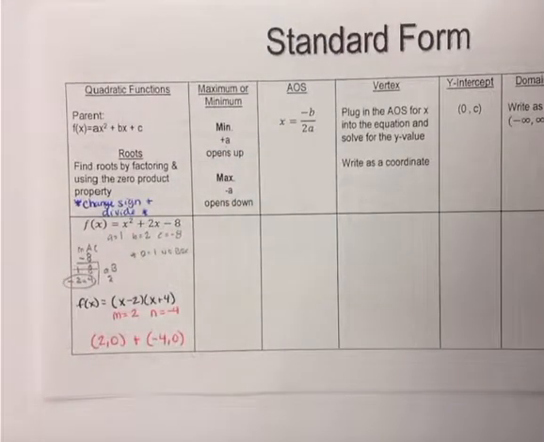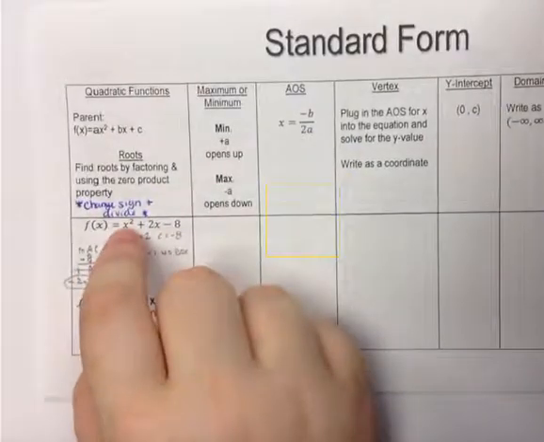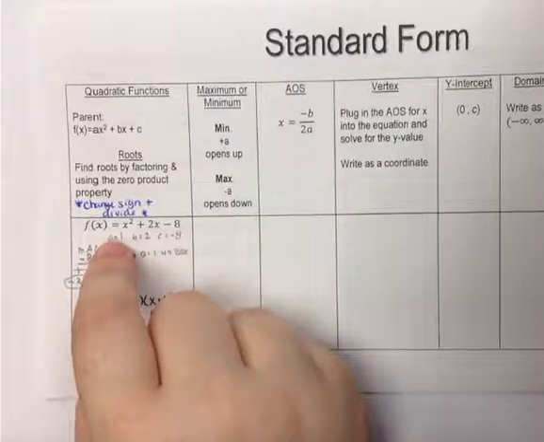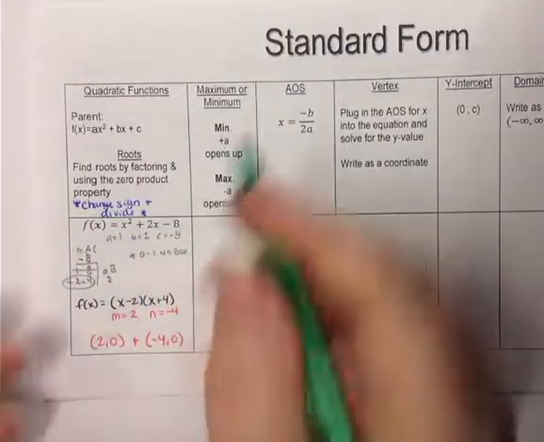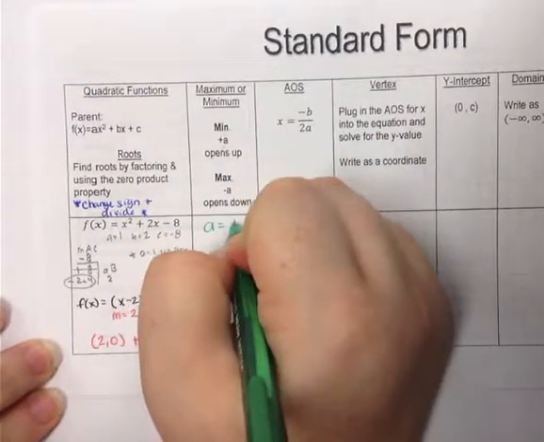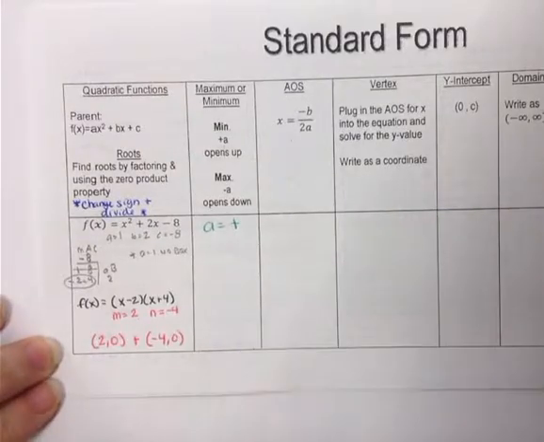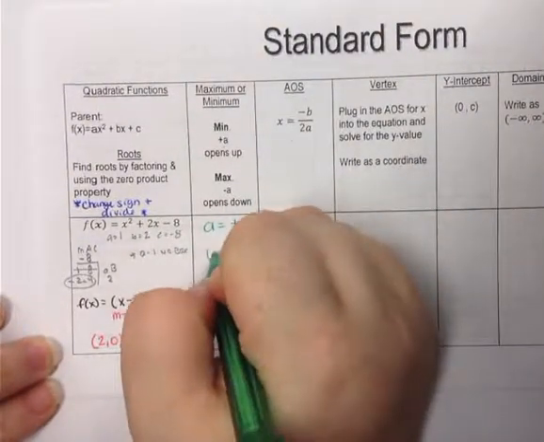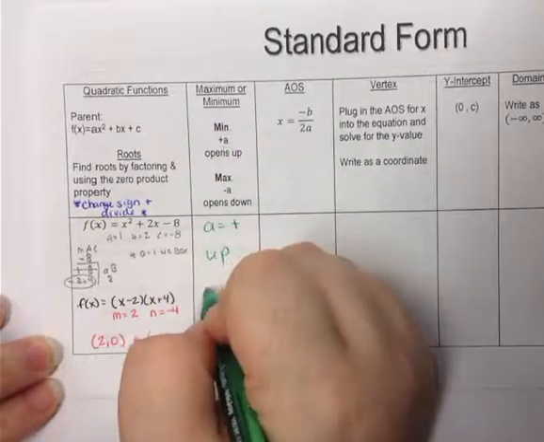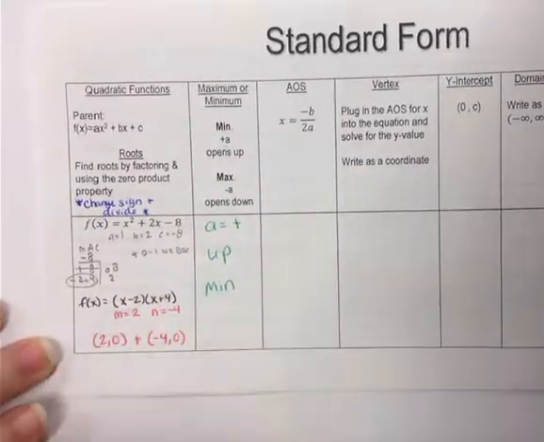We're going to determine if it is a minimum or maximum. This always comes from our a value. The a value was a positive 1. So since a is equal to a positive, we know that it will open up and that we will have a minimum value. So it opens up and it will be a minimum. That will help us with our range.